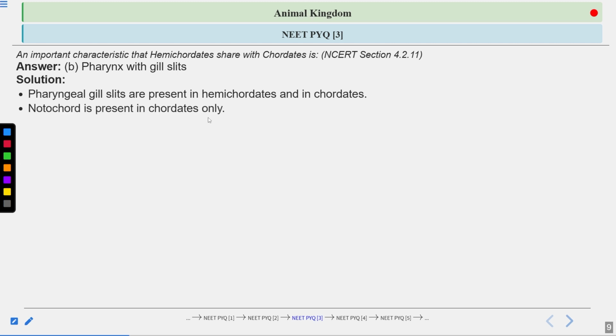Notochord is present in chordates only. So presence of the notochord is only a feature of the chordates. It is not found in the hemichordates. Instead of notochord, they have the stomochord. Ventral tubular nerve cord is present in the non-chordates. Okay, it is not present in the chordates, not in the ventral region.